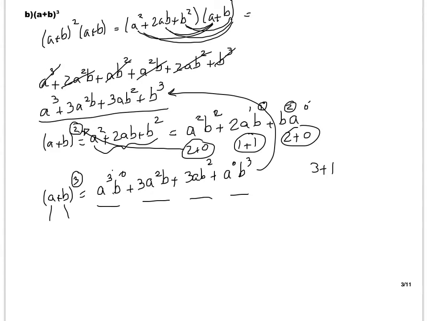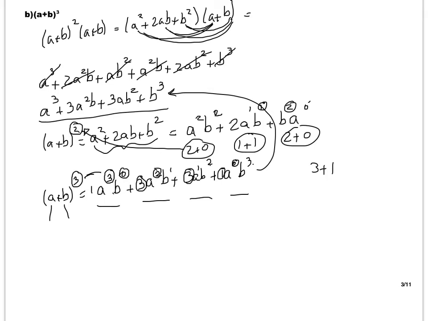You start with the maximum exponent, which is 3, which is here. And then you go to 2, then you go to 1, then you go to 0. At the same time, the second term starts with minimum exponent 0, then it goes to 1, then to 2, then it goes to 3. The only thing that we haven't talked about is the coefficient of every term. The coefficient here is 1, the coefficient here is 3, the coefficient here is 3, and the coefficient here is 1.